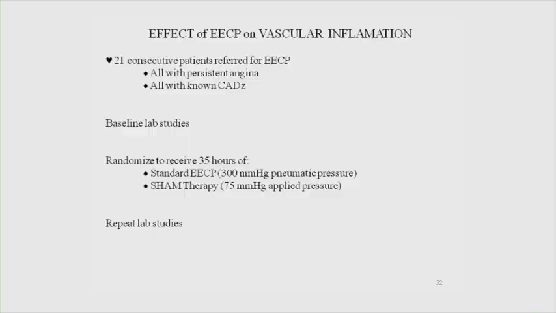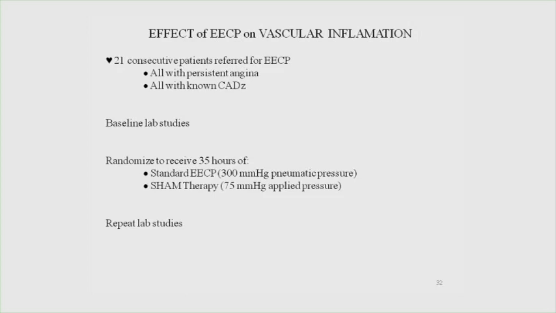Now, this was a pig model. What happens in humans? 21 consecutive patients referred for ECP, all with persistent angina and coronary disease, do the baseline lab studies, randomize them to receive 7 weeks of standard ECP where we apply a lot of pressure. Another group got sham ECP. Enough pressure was applied to blow up the balloons, but it didn't have a biological effect. Now, the patients didn't know what they were supposed to experience, so they didn't know if they were getting real or fake ECP. Then you're going to repeat the lab studies.